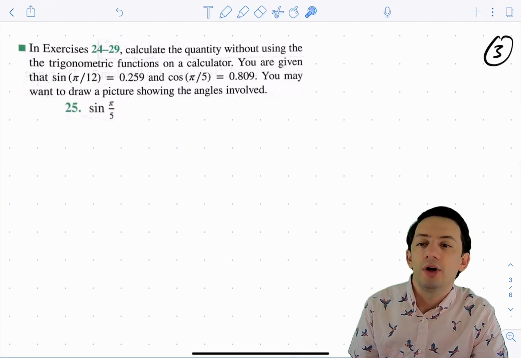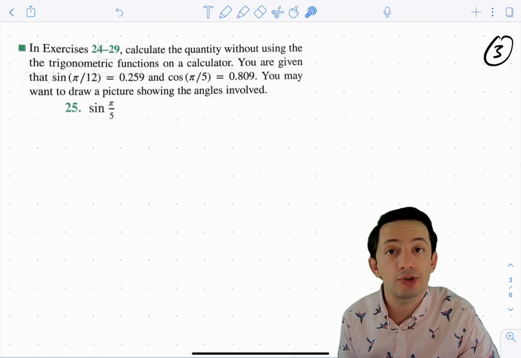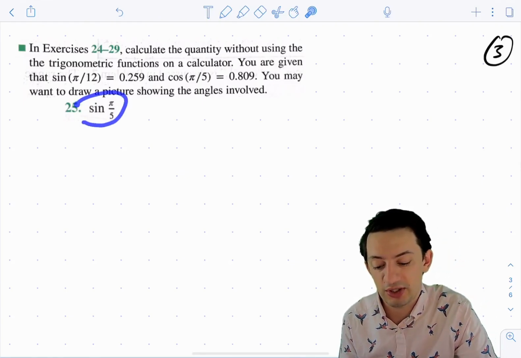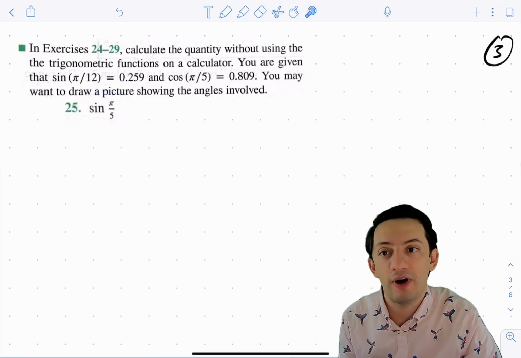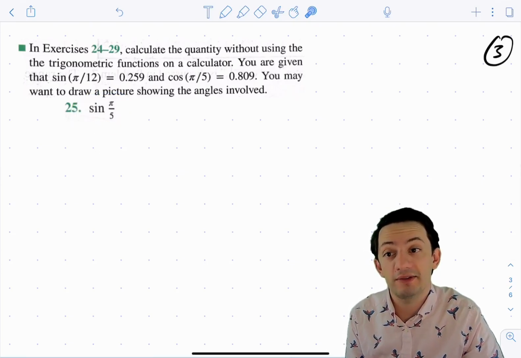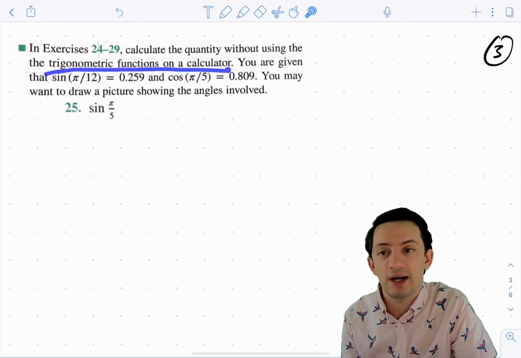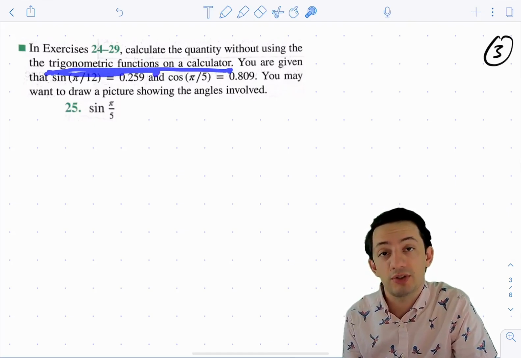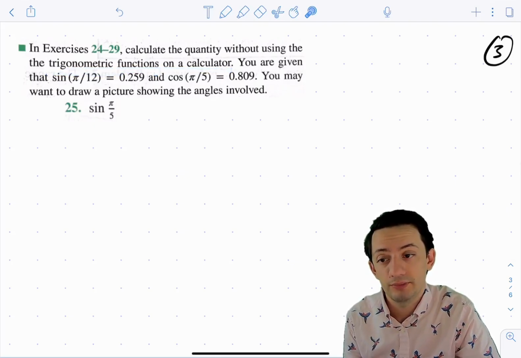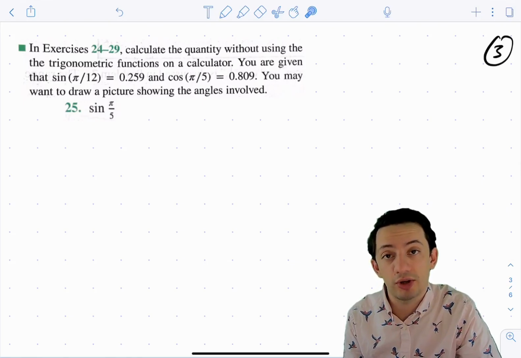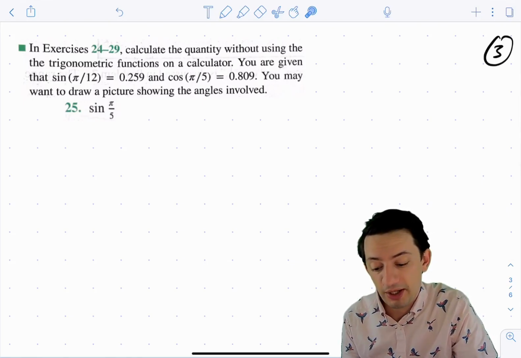On to the third one. Our goal here is to calculate a certain quantity. In this case, we're going to calculate sine of pi over 5, but we only have 2 pieces of information. They tell us to not use the trig functions on a calculator. We're still going to need a calculator, but not for the trig functions, just for some arithmetic. Now, if you could use the trig functions, obviously you would just plug it in. But here we have some information.